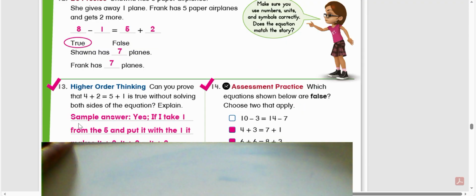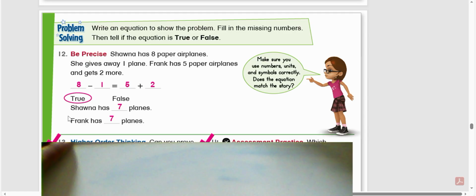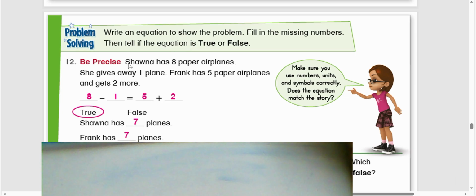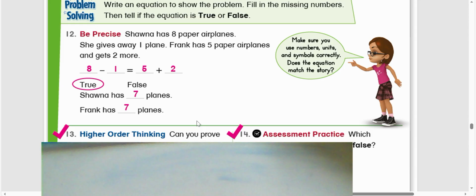Next question. We have shown paper airplanes. Look here. 8 minus 1 equals 5 plus 2. Yes. 8 minus 1 is 7. And 5 plus 2 is 7. They are equivalent.